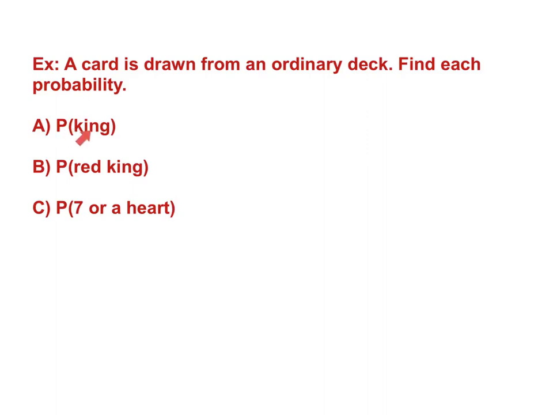Probability of getting a king. How many kings are in a deck? 4. So this starts off as 4 out of 52. It reduces to 2 divided by 26 or 1 over 13. The probability of getting a king is 1 out of 13. How many had that? Okay, good. A red king. How many red kings are in a deck? 2. There's a king of diamonds and a king of hearts. So this should be 1 over 26.